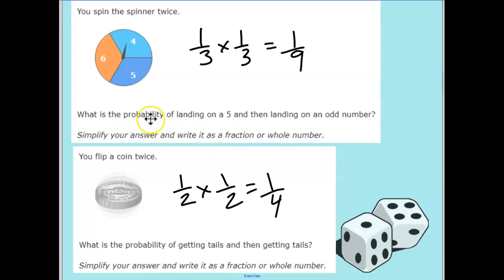All right, probability of landing on a 5 is 1 out of 3. Probability of landing on an odd is still only 1 out of 3. So again, that piece of spinner is still there. You don't get mad, rip it off, and throw it away. You multiply them and you get 1/9. Flipping the coin, probability of getting tails is 1 out of 2 sides. Probability of getting another tails is 1 out of 2 sides. And so you actually have a 1 in 4 chance of getting tails and then getting tails again.